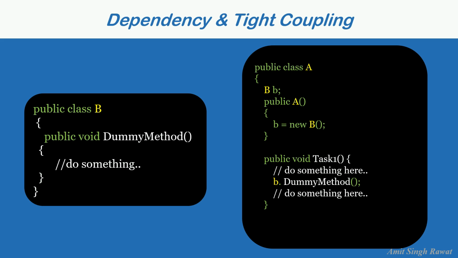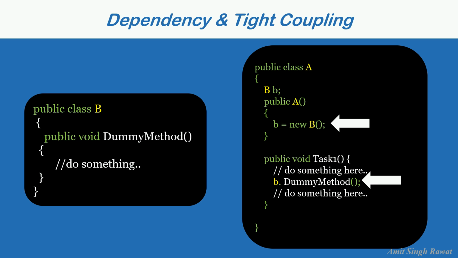But you can see that task 1 is dependent on the dummy method of class B. So it has some kind of dependency on class B. And when we initialize the object of class B within the constructor, class A is tightly coupled with class B. For example, if there is any change in class B, it is definitely going to impact class A. So this is what dependency and tight coupling is, in short. All these concepts, dependency, tight coupling, dependency inversion principle, IoC, dependency injection, are really simple.